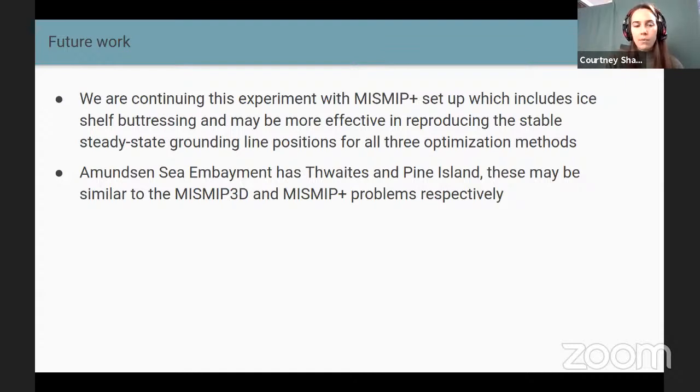And then for a real world problem like the Amundsen Sea embayment, which has Thwaites and Pine Island, these are similar to MISMIT 3D and the MISMIT Plus problem, so we're hoping to see some correlation there. And yeah, that's it.